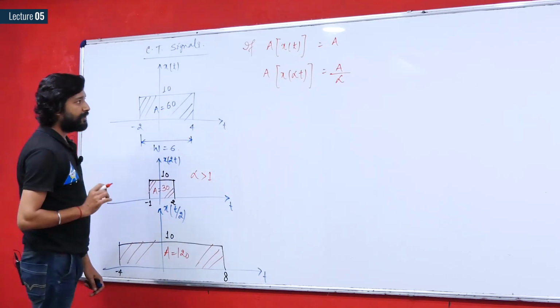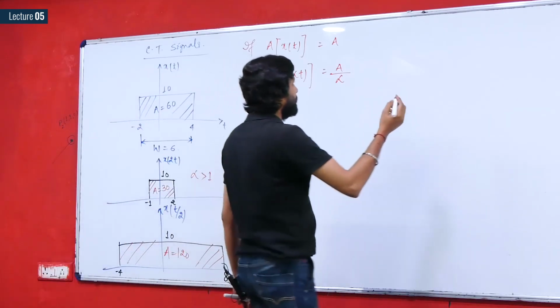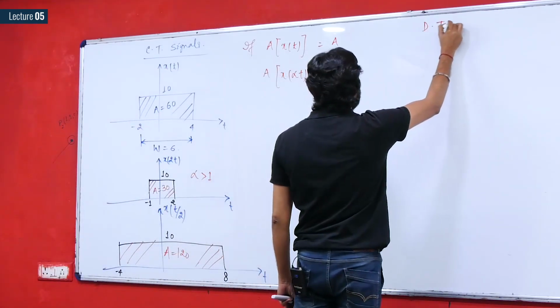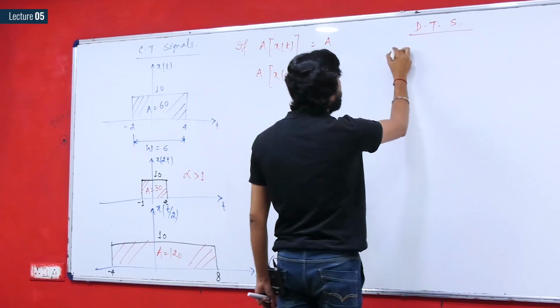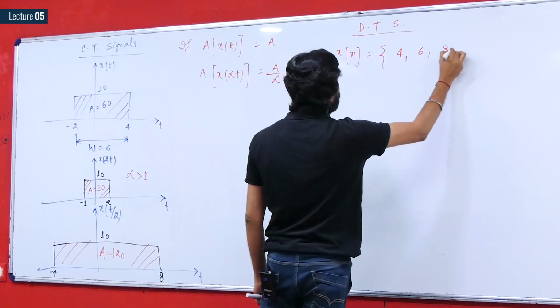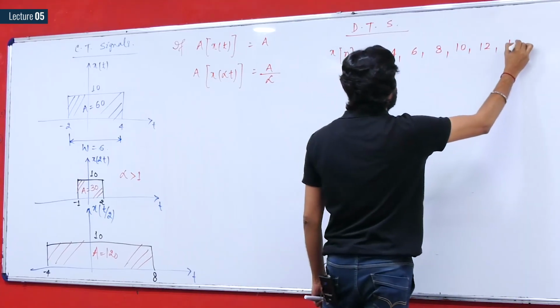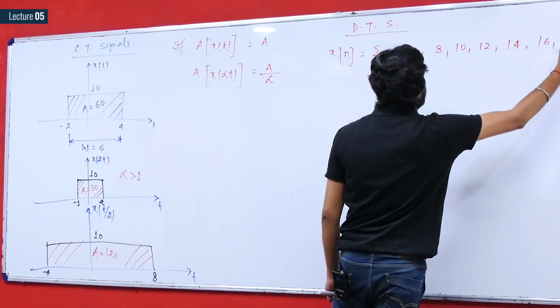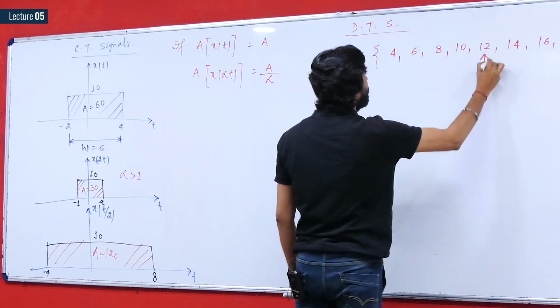In the case of a discrete time signal, what you have said is that if you have any signal x of n, let it be 4, 6, 8, 10, 12, 14, 16, 18. Let it be your signal x of n having the origin at 12.